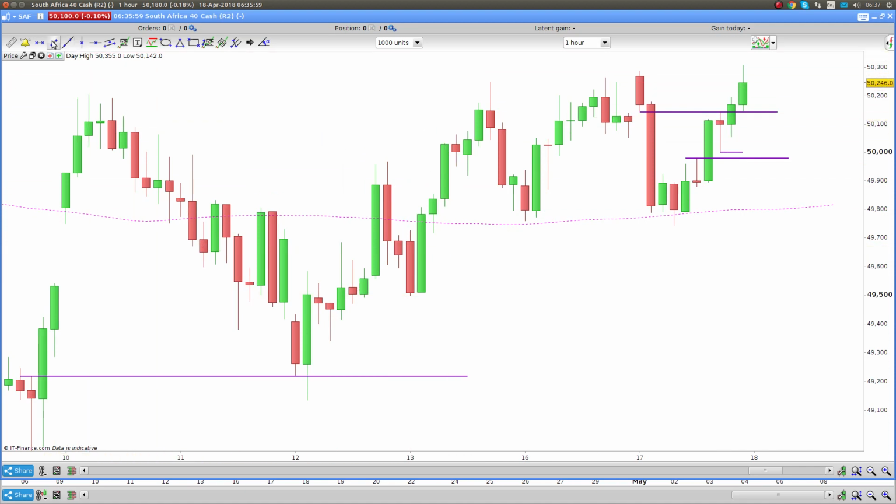And let's look at a typical scenario. We've broken out with this green bar. Price comes back and tests the breakout. Here's a high. We've broken out above the high of this bar. Price comes back to test it before breaking up. That one.